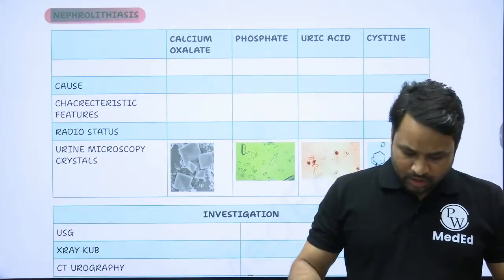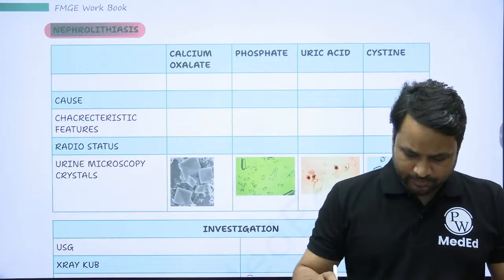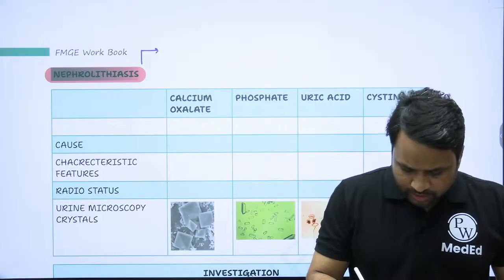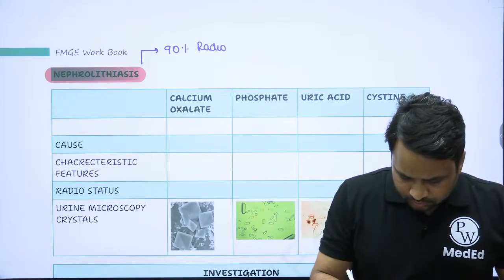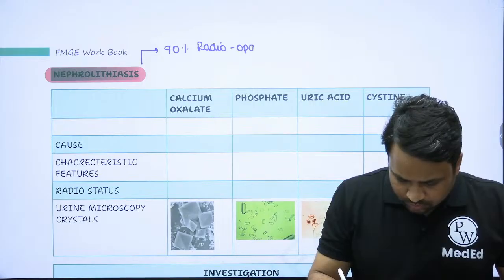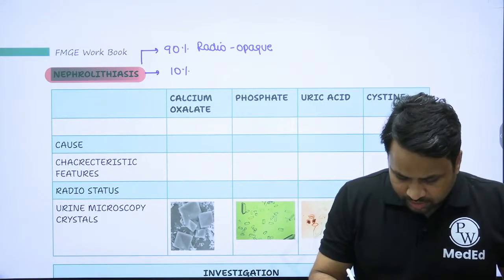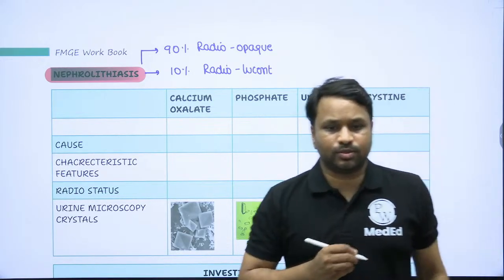Great. So we'll talk about nephrolithiasis, that are going to be your stones basically. When you talk about nephrolithiasis, remember 90% of them are radio opaque and 10% of them are radiolucent. The opposite is for gallstones.